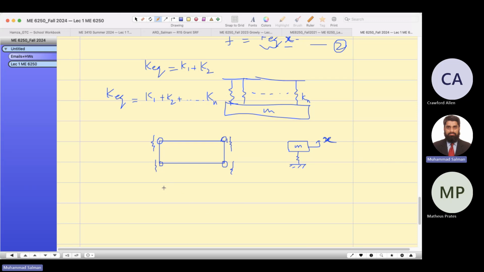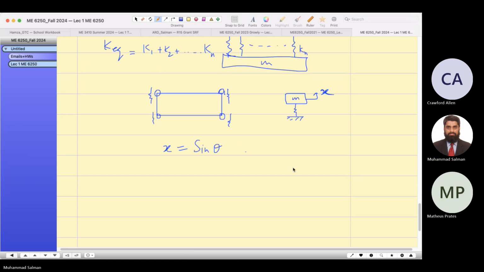I just skipped one thing, but we call this x is like sine theta. So this is a simple harmonic motion. So what I'm telling you is that the stiffnesses are added up in the parallel combination, and all the wheels, all the suspensions, they are added up into one equivalent spring. This is just the explanation for the example.